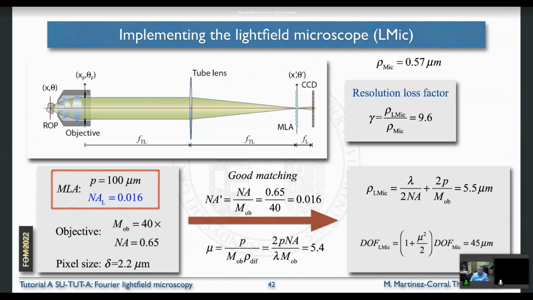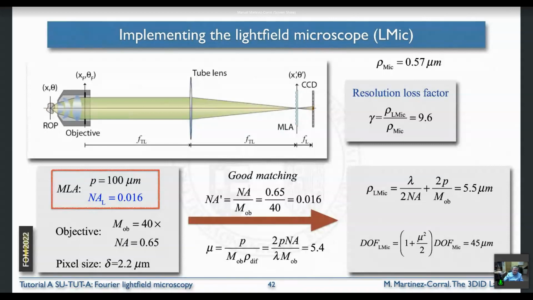And we also need this factor, the mu factor, to be bigger than 5. If we think in terms of the microlens array, the mu factor depends only on the pitch. So we need this number to be bigger than 5, and this number to be 0.016.